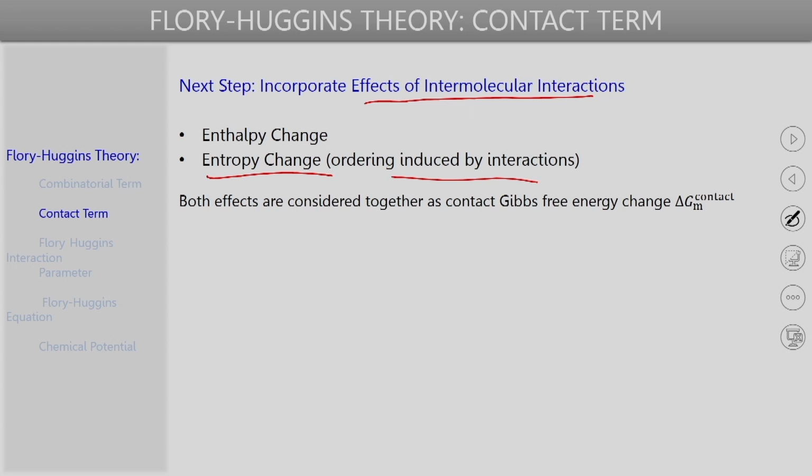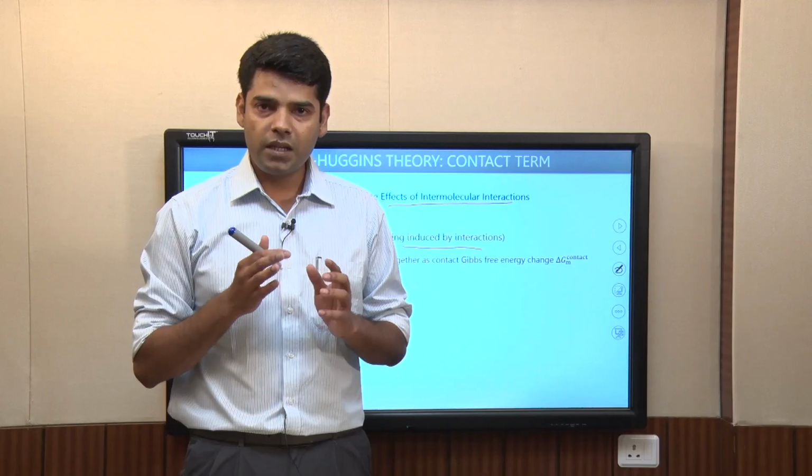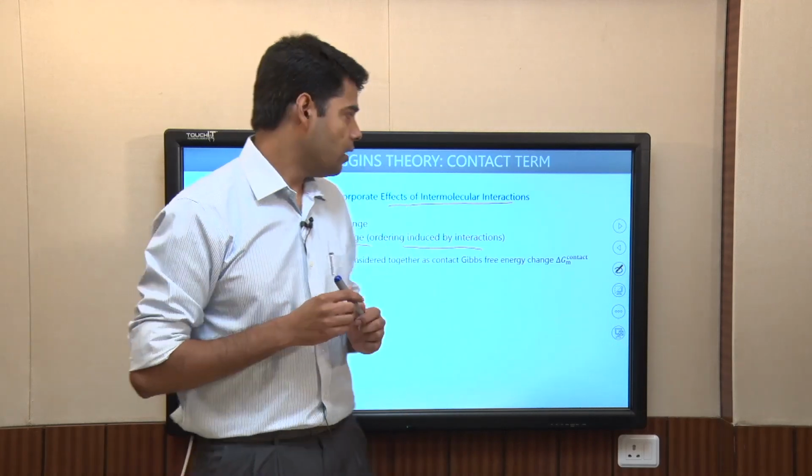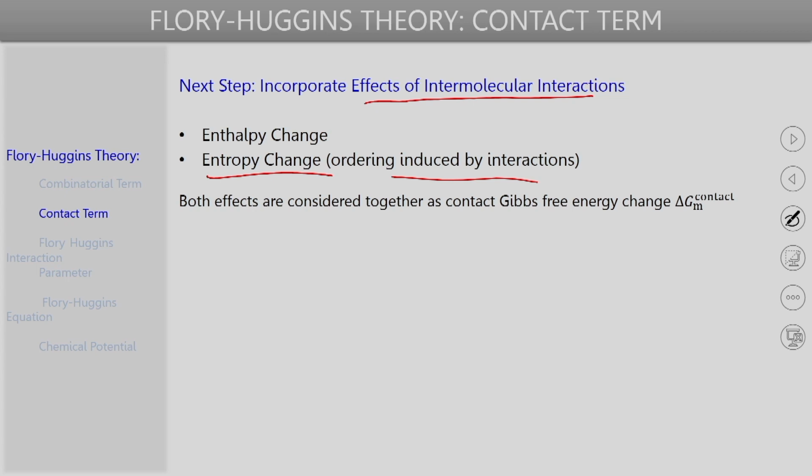Now, in this Flory-Huggins theory, we will consider both these effects together through a single term, which is the Gibbs energy change of mixing through contact interactions. So, we will consider this contact Gibbs energy change of mixing, delta G_M contact, and in this term both the effects, the enthalpy change of mixing as well as the entropy change due to some kind of ordering in the presence of interactions, will be captured.